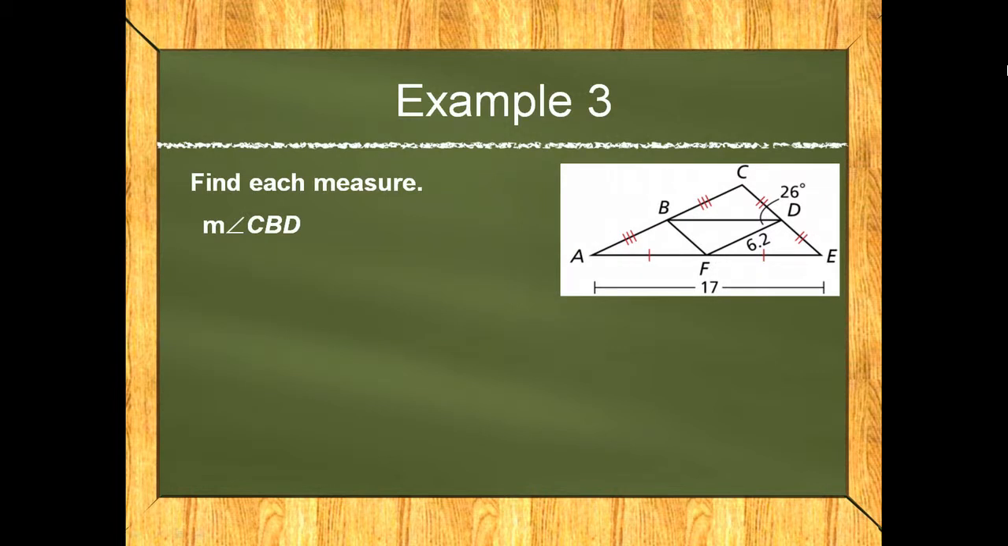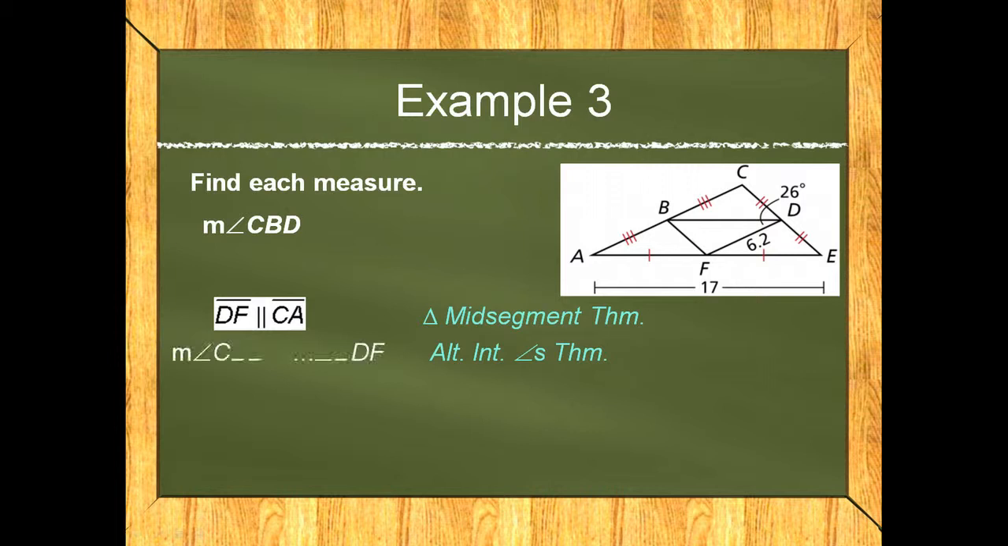For example 3, we want to find the measure of angle CBD. So CBD, this is this small angle up here. Using the midsegment theorem, DF is parallel to CA. The alternate interior angles theorem lets us say that angle CBD is equal to angle BDF. Substitute 26 degrees for BDF, and the measure of angle CBD is 26 degrees.